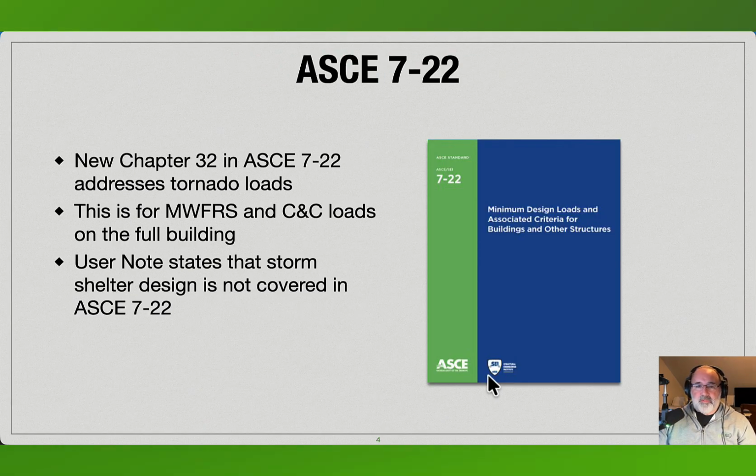We also want to note that there is a new chapter in ASCE 7-22. I think that's now coming into play for different codes in different areas as they adopt the more recent IBC codes that reference ASCE 7-22. I just want to make note that Chapter 32 in ASCE 7-22 addresses tornado loads. It's a little bit different than what we're going to be covering today. It's not for storm shelters per se. It's just addressing minimum tornado loads for conventional buildings.